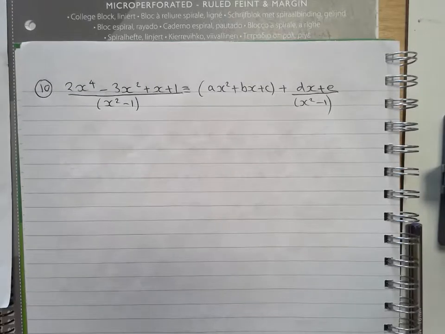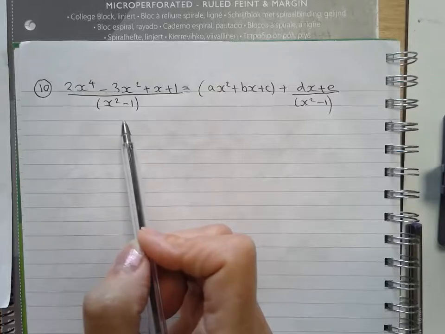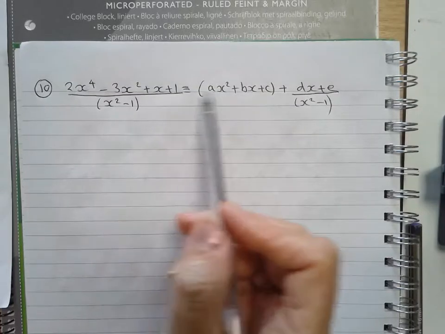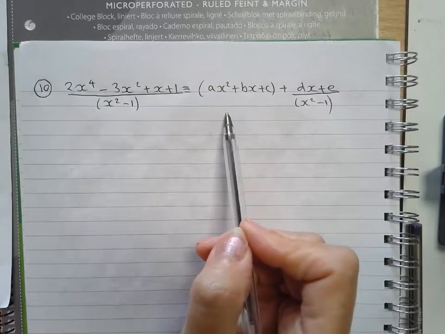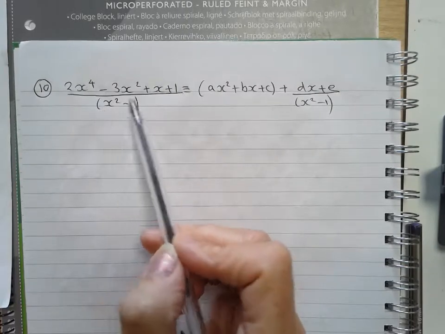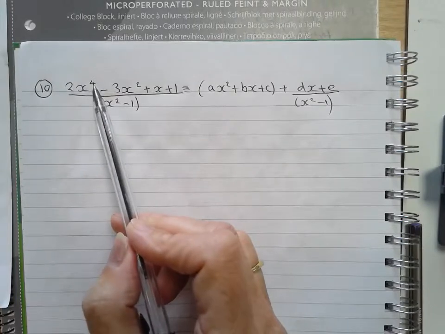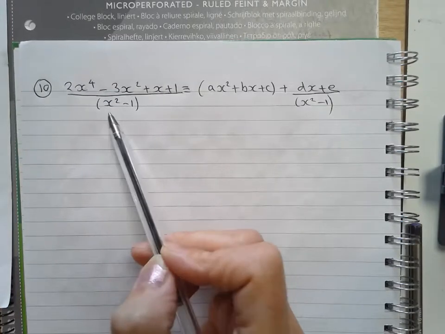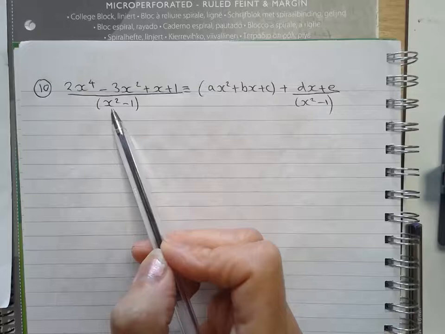So partial fractions, algebraic fractions, question 10. Got a bit of a clue with this one. I've been given that this is true, and I've got to find A, B, C, D and E. And I know that this one is divided by this, so if I look at the powers, x to the 4 and x squared, I know that when I divide I'm going to have something x squared.